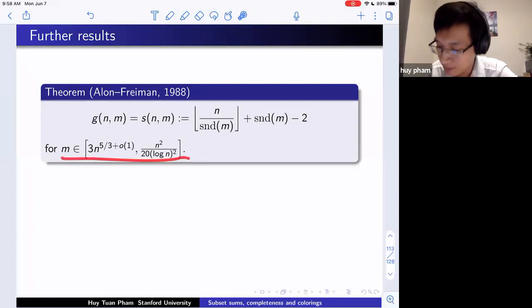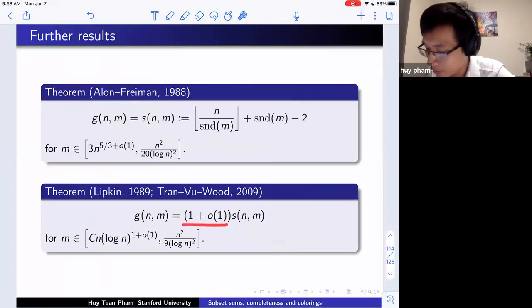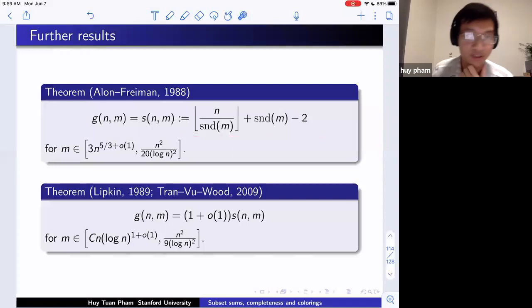for m in this range. And a result of Lipkin determines G and m up to 1 plus o(1) for a certain range of m. And then Tran, Vu, and Wood in 2009 determine G and m across this entire range up to 1 plus o(1). So we know that it matches with this function here up to 1 plus o(1).